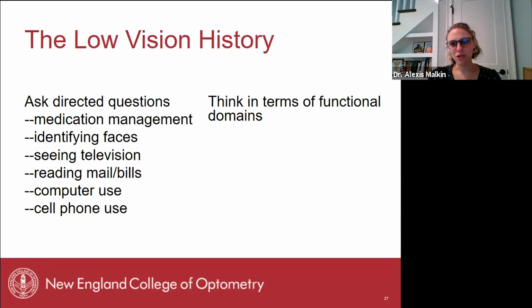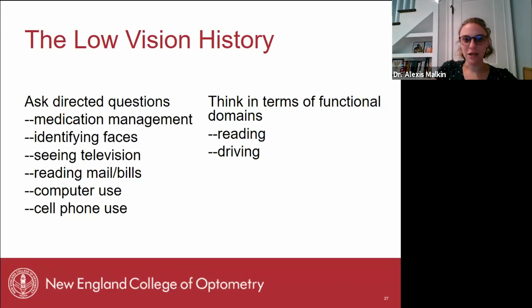And if you don't want to have to remember what all the major questions I should be asking are, you can think about things in terms of the major functional domains. So the broad categories of types of tasks people will be doing with their vision. So reading, which includes mail and bills. It can include computer and cell phone. Driving, if that's an issue in your population. I ask everybody if they drive, even if I think that their vision is so impaired there's no way. Better to get the information out there.